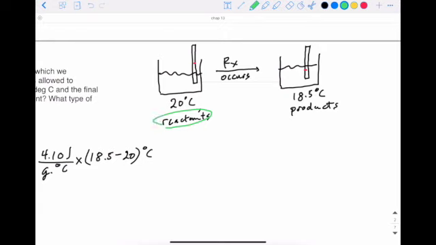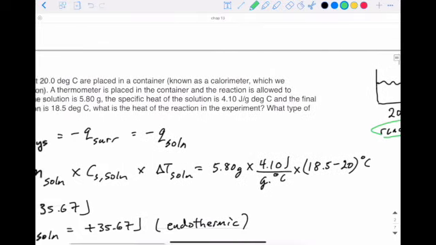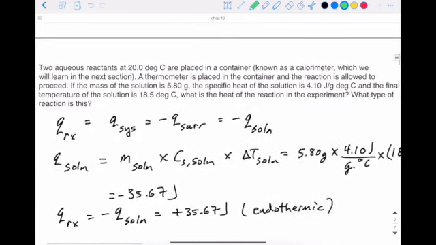We have the reaction at the beginning where we just have reactants and we're at 20 Celsius. We have some kind of a container with a thermometer in it, so the thermometer currently has 20 degrees Celsius on the mark. You let the reaction occur, and afterwards, once you have only products in it, now the temperature has dropped to 18.5 degrees Celsius. So the question then is, what's the heat of the reaction? What kind of reaction do you have, exo or endothermic?